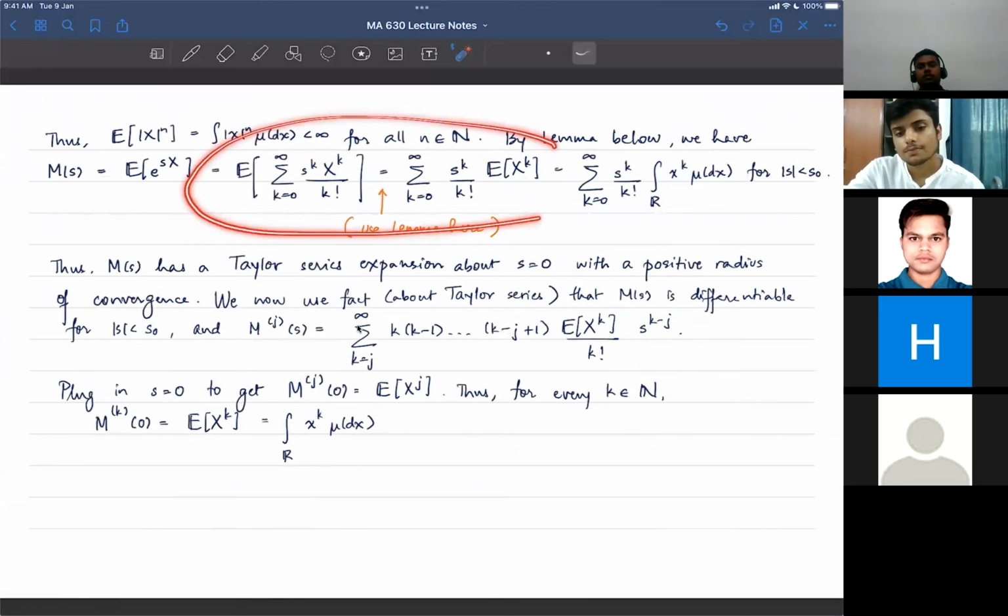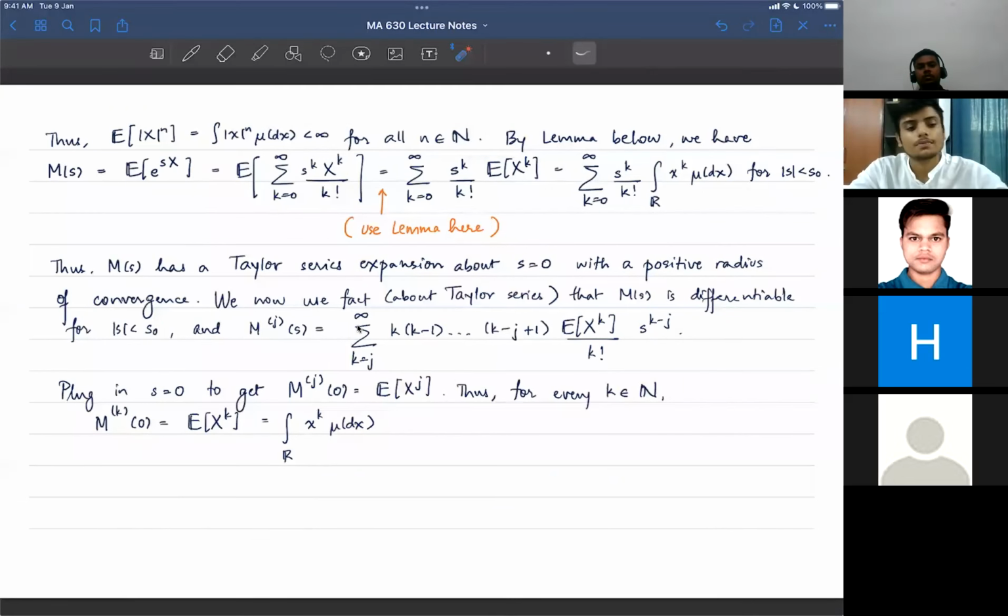Here I assumed that the expectation of the sum is the sum of the expectations. This I still have to justify. We'll do that next time. All right, any questions?